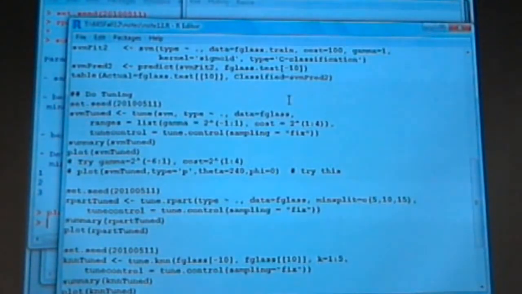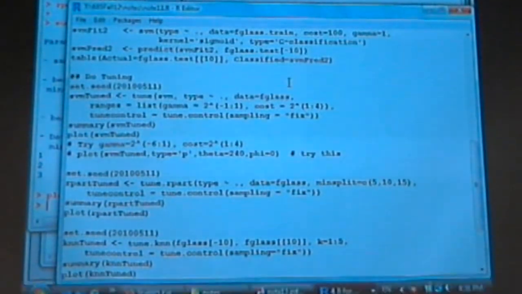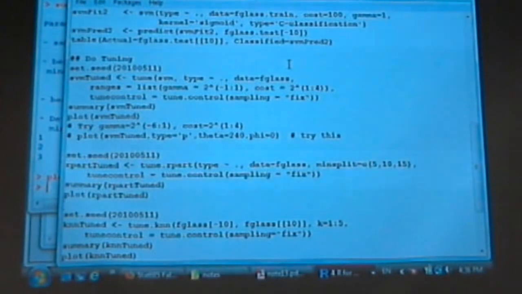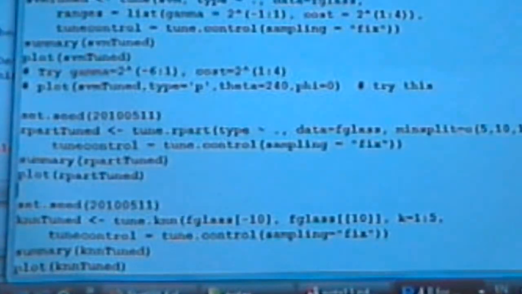So by default, this rpart splits at, I think the default minimum split was 20. Okay. If you look at the help documentation, it requires a node to have at least 20 observations to split. Otherwise, that node will never be split.